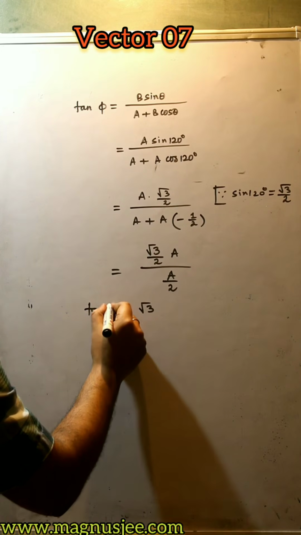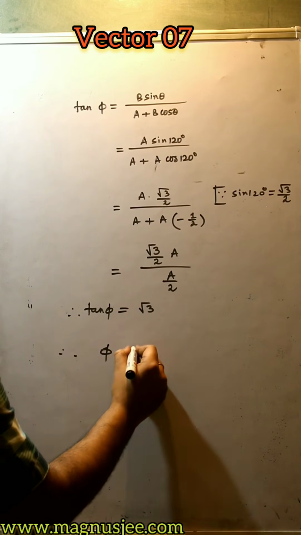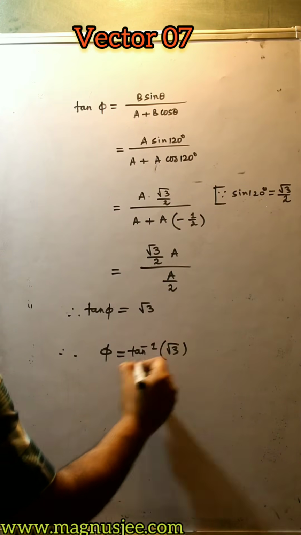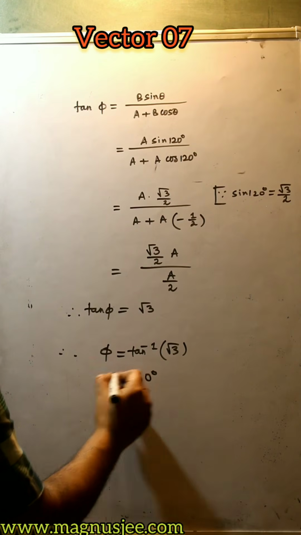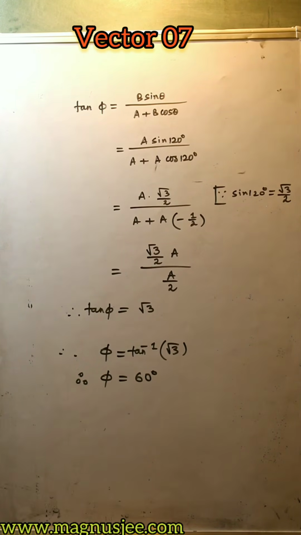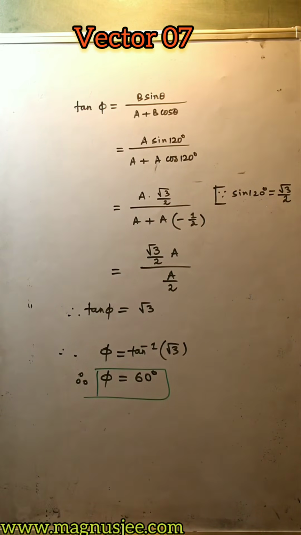Therefore tan phi equals root 3. Therefore phi equals tan inverse root 3, so phi equals 60 degrees. This means the resultant vector of two equal vectors acting at an angle of 120 degrees will be acting at an angle of 60 degrees with vector A, and also at an angle of 60 degrees with vector B.